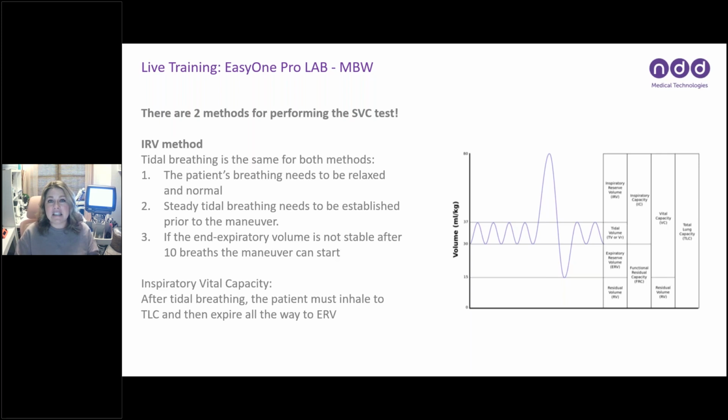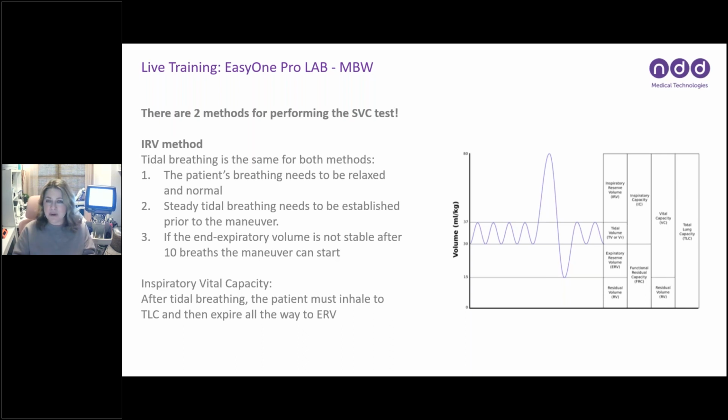Tidal breathing is the same for both methods, both for IRV and ERV. And this is something that was adjusted with that 2019 spirometry standard update. The patient's breathing needs to be relaxed and normal. Again, I always say small, quiet breaths to my patient. Steady tidal breathing now with the standard update needs to be established prior to the maneuver.